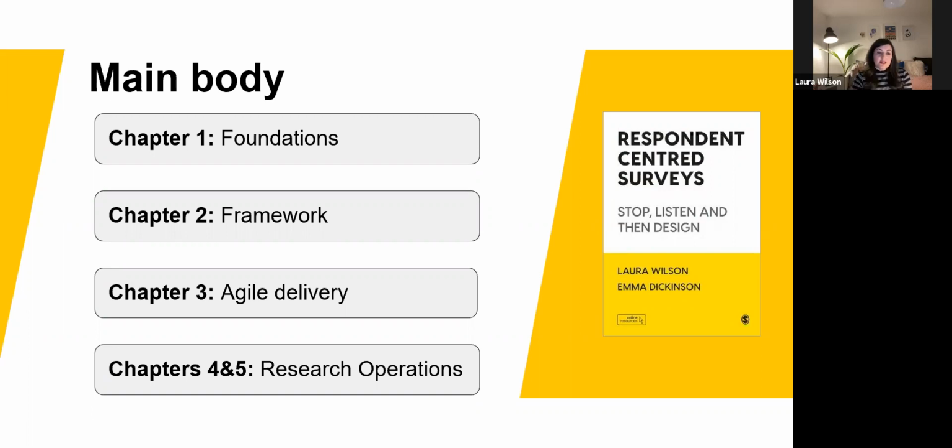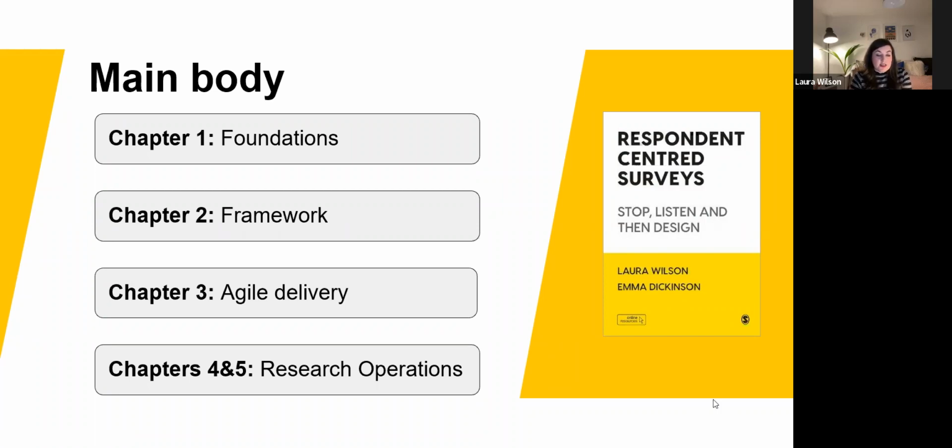Chapter 2 shares and discusses what respondent-centred design is, why it's important, and how to apply it to survey development. This includes how to establish respondent needs and how to integrate them into your design processes. The framework that we developed is also included in that section to support understanding.